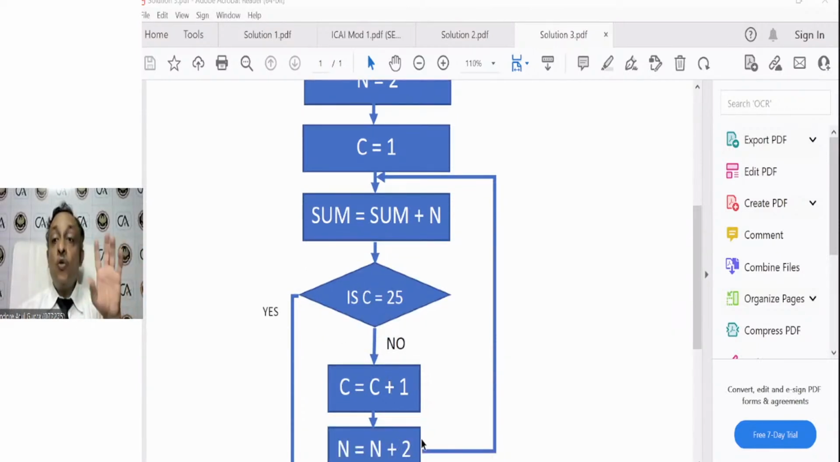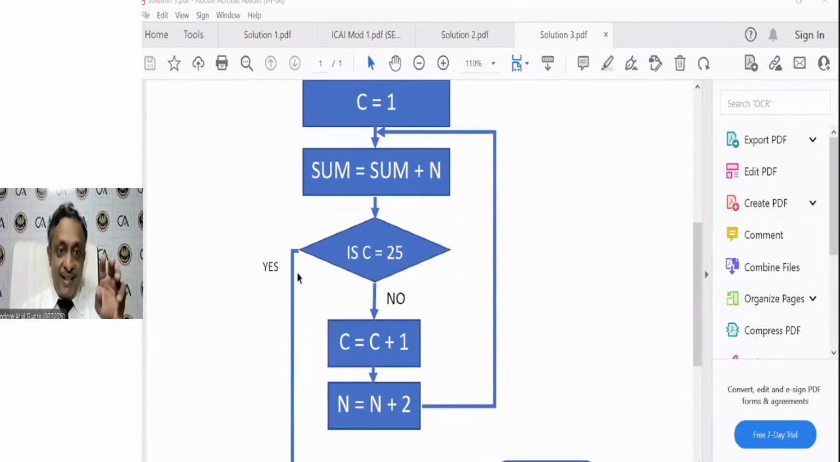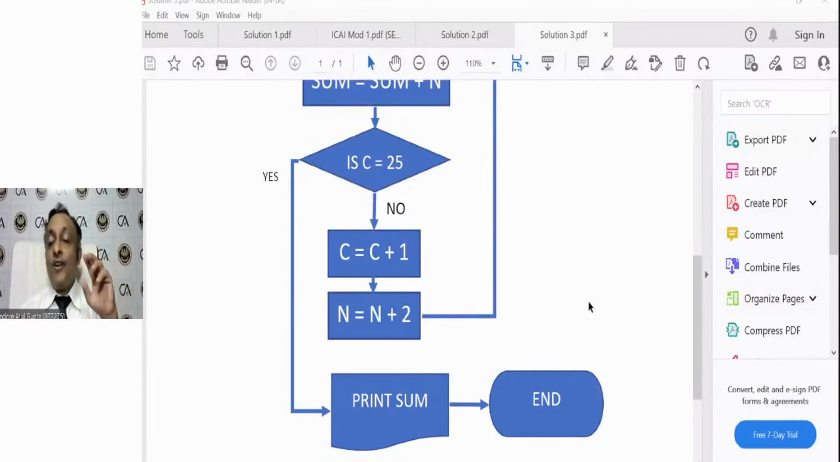N is N plus 2, so 4. It goes up. Sum is 2, N is 4, so now sum is 6. Is C 3? No. C plus 1, now C is 3. N is N plus 2. N was 4, now 6. It goes up. Sum is 6 plus 6, 12. Sum is now 12. Is C 3? Yes. Print sum 12. So the sum of the first 3 even numbers is 12.